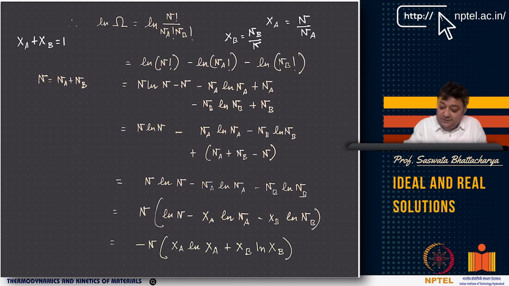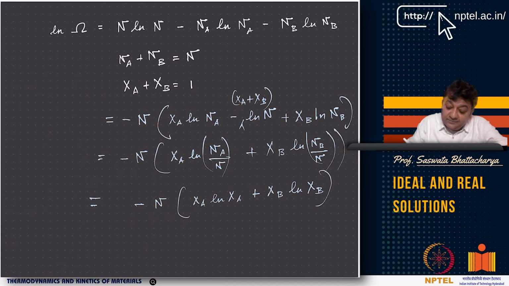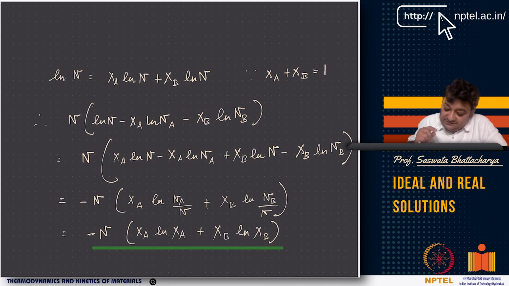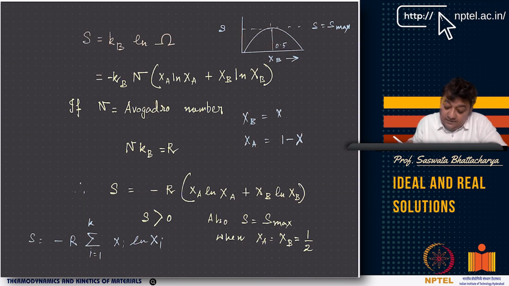And then we went on doing this calculation, and we found that we got the same random mixing, or number of configurations, for this binary solution of A and B. With N k_B equal to R, we got S = minus R (X_A ln X_A plus X_B ln X_B). Then I generalized it, and it becomes S equals minus R, sum from i equals 1 to C, of X_i ln X_i.